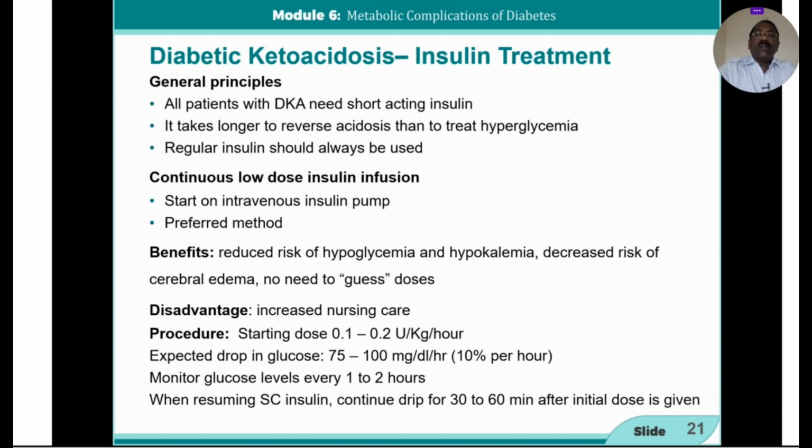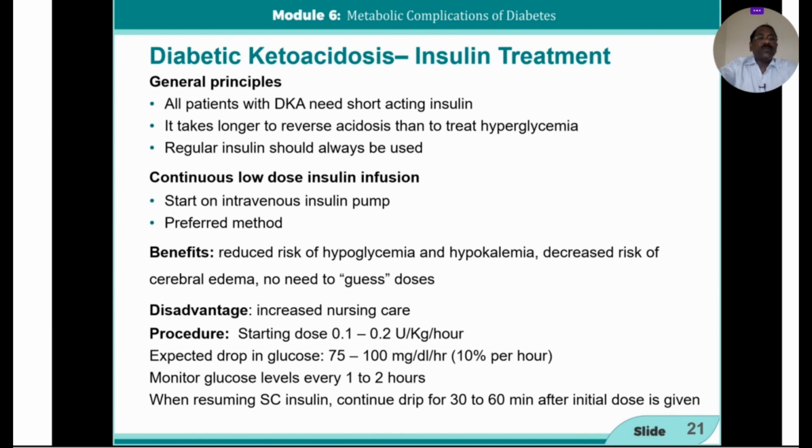So regular insulin should always be used. Don't use the mixed insulins here. Don't use the long-acting insulins like your Glargine or the Detemir here. The only insulin you have to use is the rapid-acting insulin or short-acting insulin. Okay, short-acting insulin is your Actrapid or Insugen R, and rapid-acting insulin is your Lispro or the Aspart.